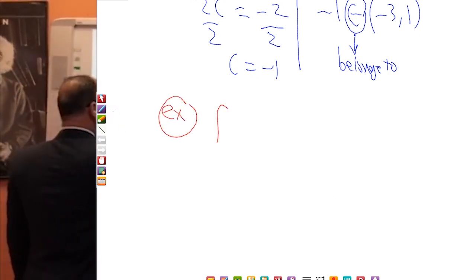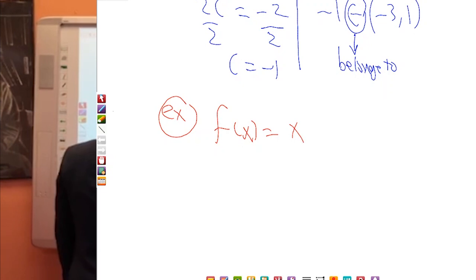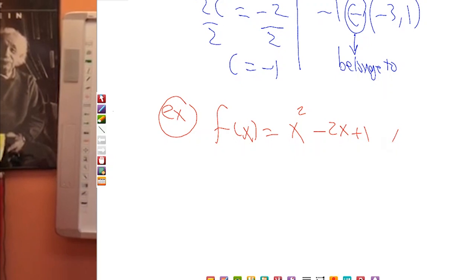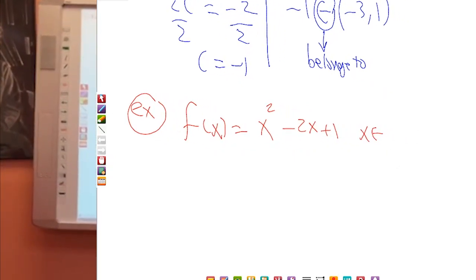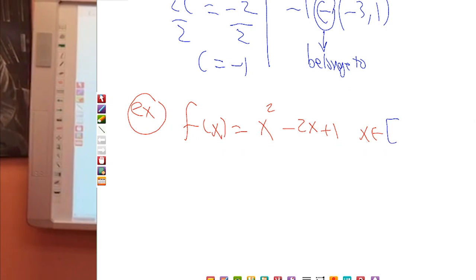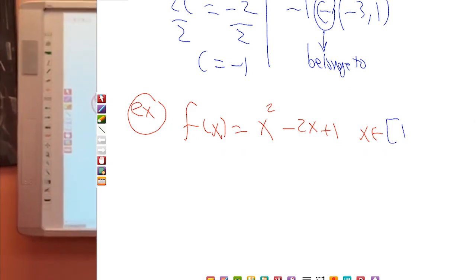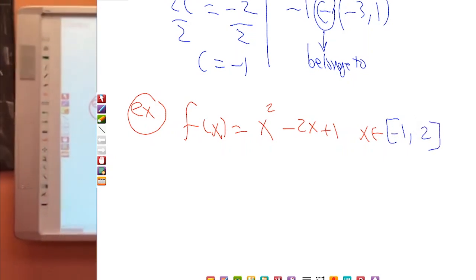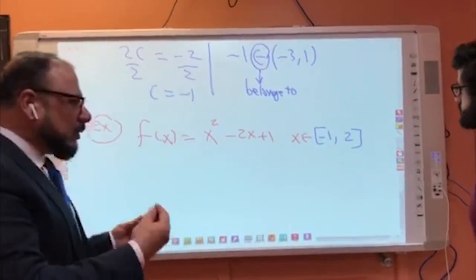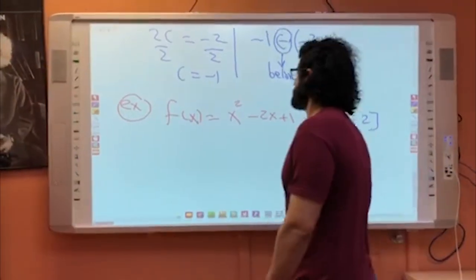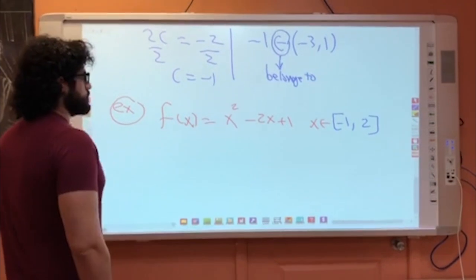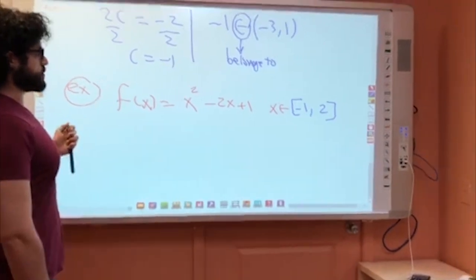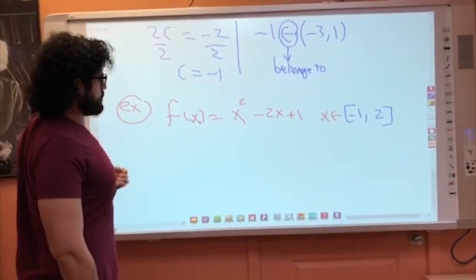Ismail, you are given f of x equals x squared minus 2x plus 1, where x belongs to the closed interval negative 1 and 2. Tell me now, nice and neat. It's continuous. Write it down.